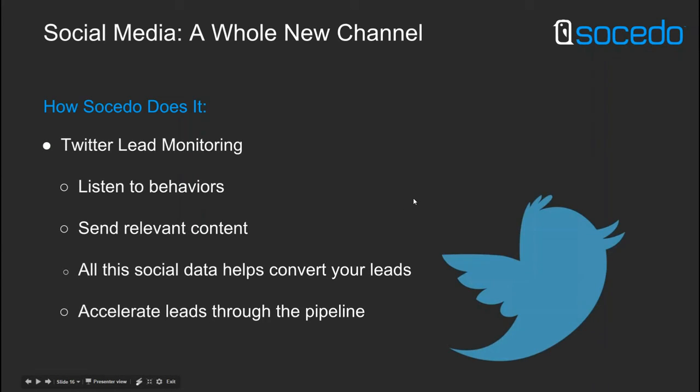Socedo also enables social lead monitoring to look at organic behaviors. So we can track a keyword that's really relevant to you, or a conference that's coming up, or an influencer that's really big in your space. You can listen to all of those different keywords and hashtags and handles on Twitter and find all the leads in your database that are actually engaging with those, add those to their lead records, and you can send them relevant content.